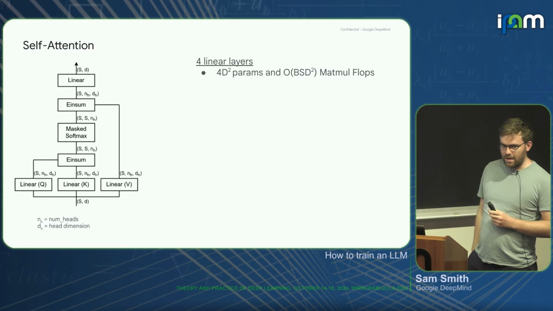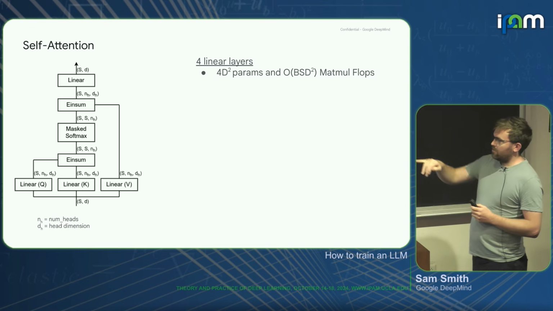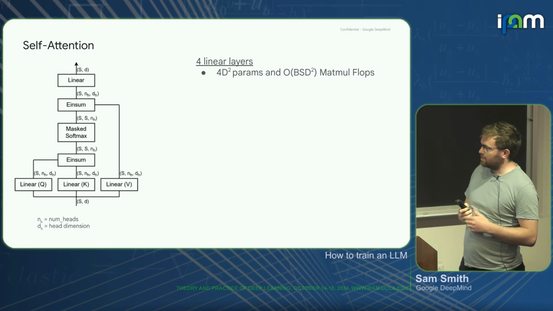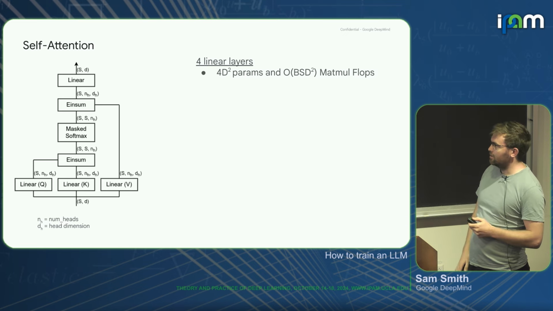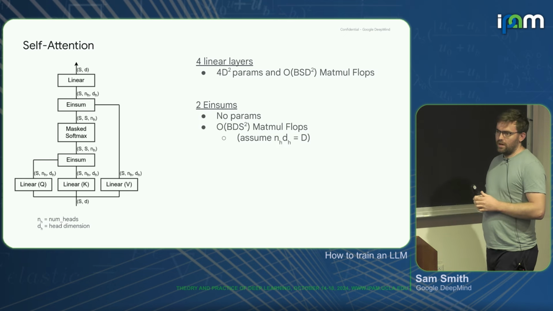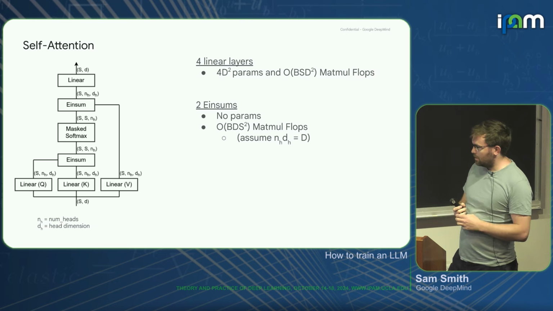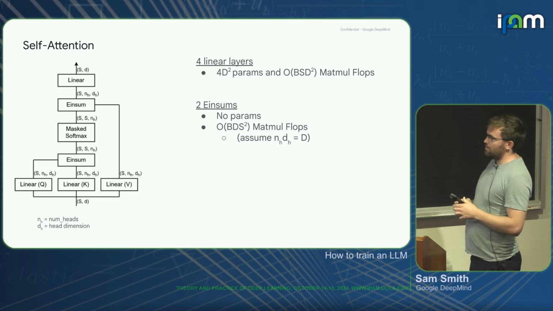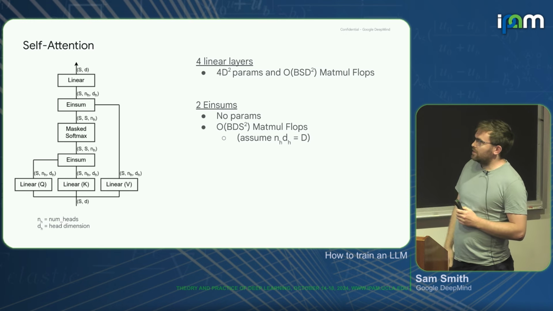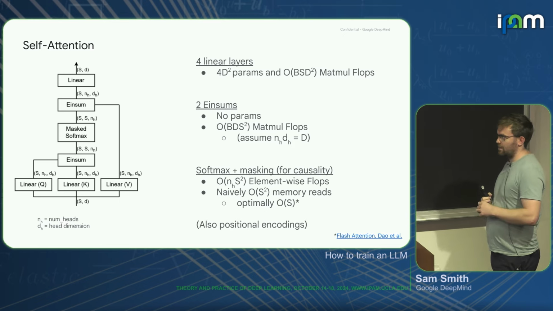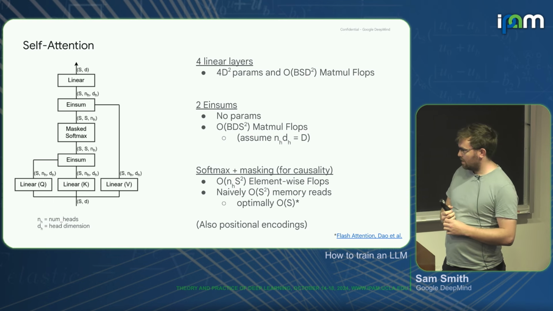So what computational units do we have inside self-attention? First of all, we have 4 linear layers. That's 4d squared parameters, and it's also on the order of batch size, sequence length, d squared flops inside matmuls. Then we have these 2 einsums that apply the actual self-attention operation. Of course, those don't have any parameters at all, but they do perform some number of matmul flops. If you work it out, they perform batch size times hidden dimension times sequence squared matmul flops. And then finally, we have to apply the softmax and apply some masking to ensure that the model is causal.